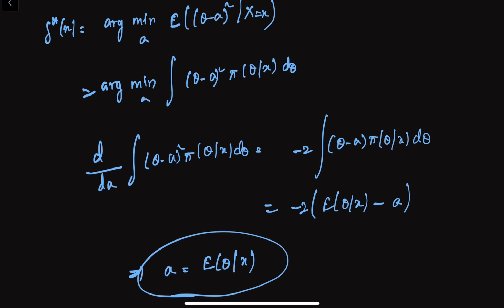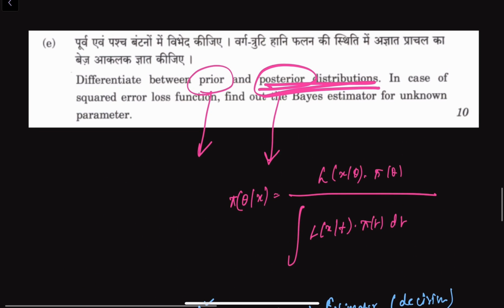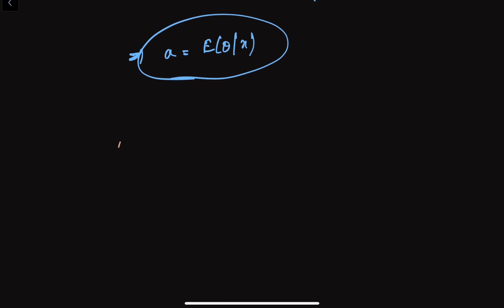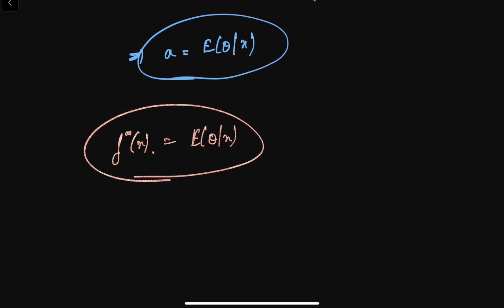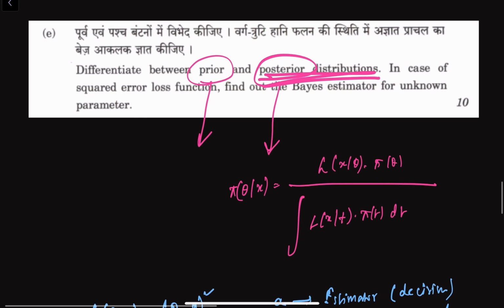Therefore this Bayes estimator under the squared error loss is nothing but the posterior mean. So delta star of x is nothing but the expectation of theta given x. Therefore the Bayes estimator under the squared error loss for this unknown parameter is just the posterior mean.